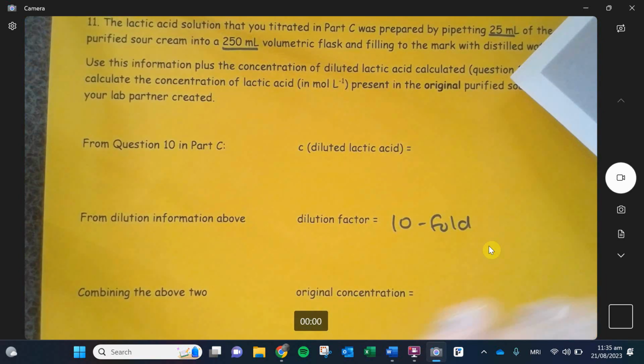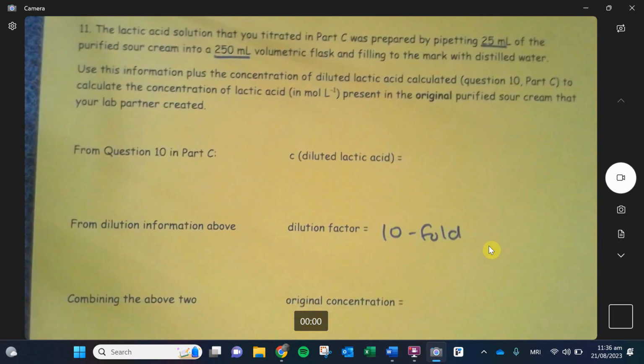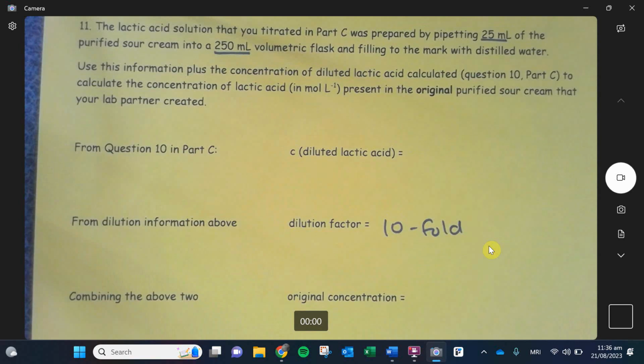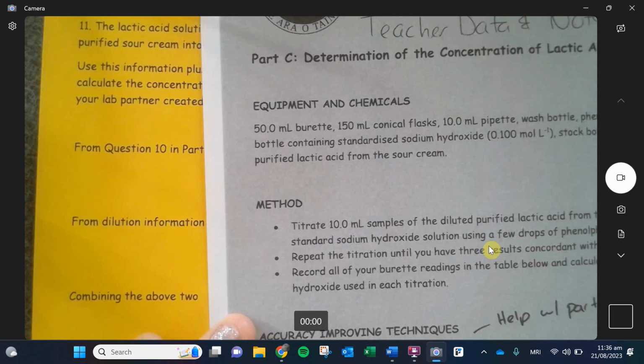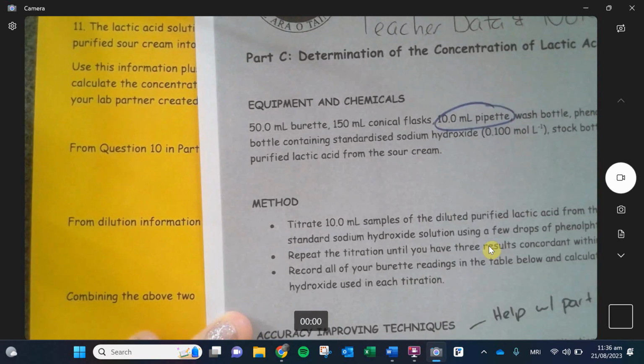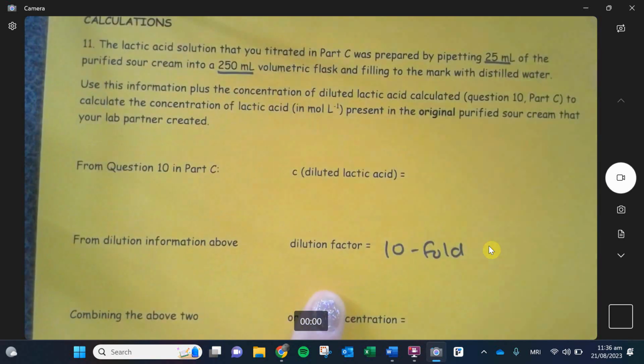The other thing that I'll ask is, what size sample did we take from there last week? We look at part C. Part C says we used a 10 ml pipette. So I did a tenfold dilution.